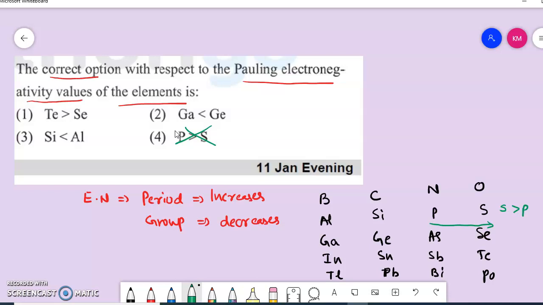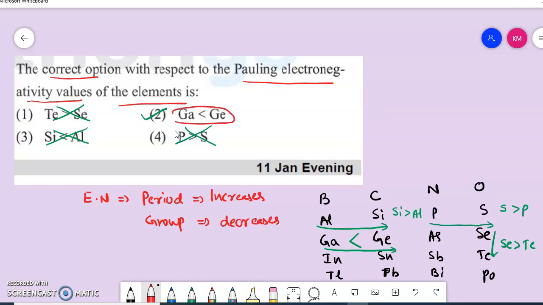Now next, across the period electronegativity increases, meaning silicon is greater than aluminium, but they have given silicon less than aluminium. This option is also omitted. Now down the group, what will happen? Electronegativity decreases, meaning selenium is greater than tellurium. This option is also omitted. Gallium and germanium: across the period electronegativity increases, meaning gallium is less than germanium. So this option is correct. So our answer is option 2, gallium less than germanium.